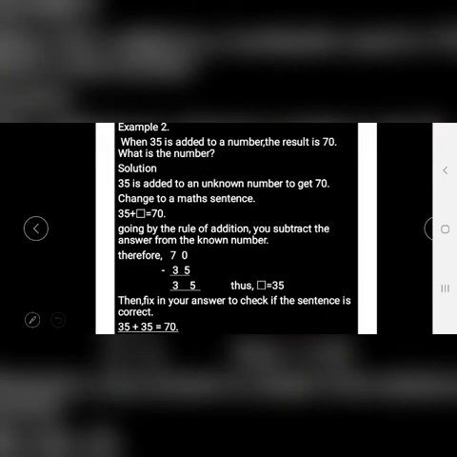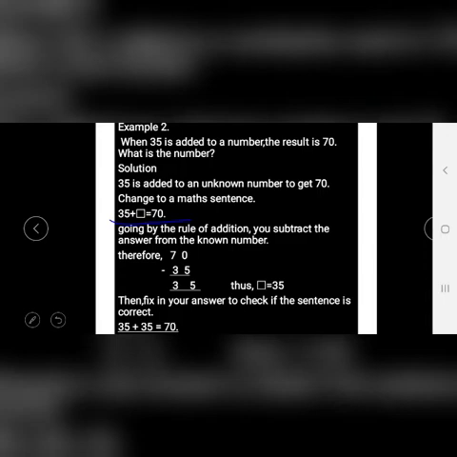Moving on to example 2, we have: when 35 is added to a number, the result is 70. What is the number? 35 is added to a number which is unknown, that we don't know. So when you change it to a math sentence, you have 35 plus box equals 70. Don't forget, that is very important. It is very important for you to change it back to a math sentence.